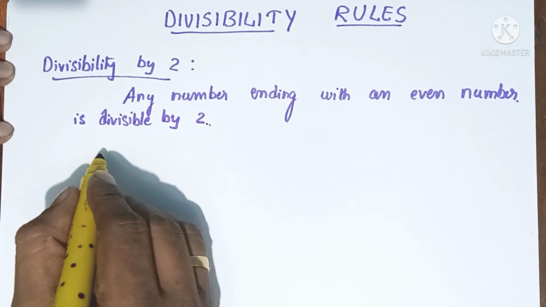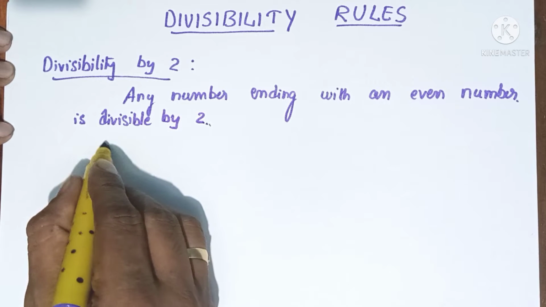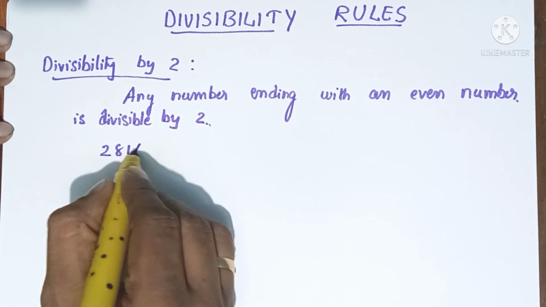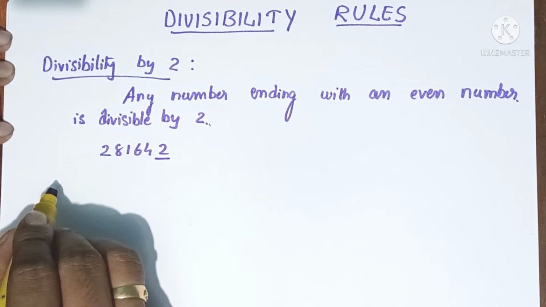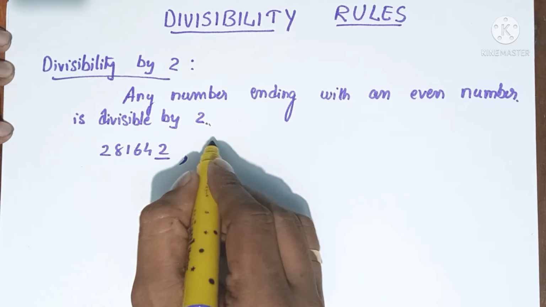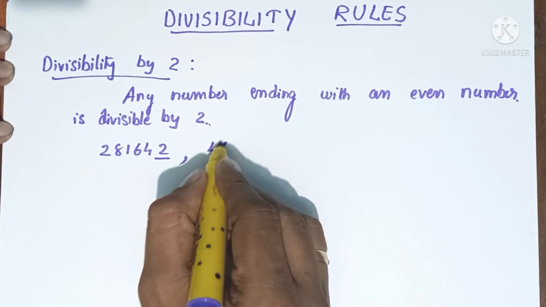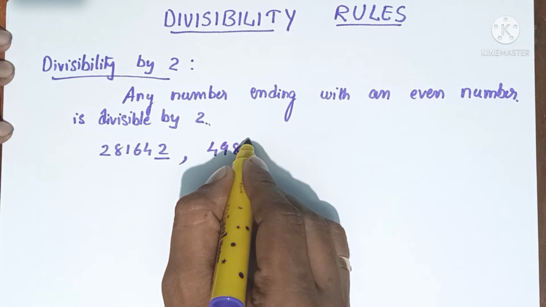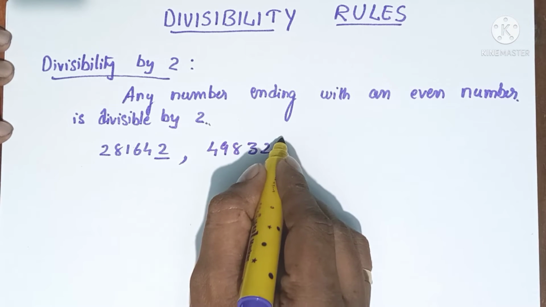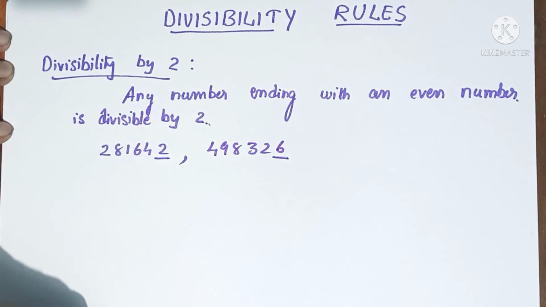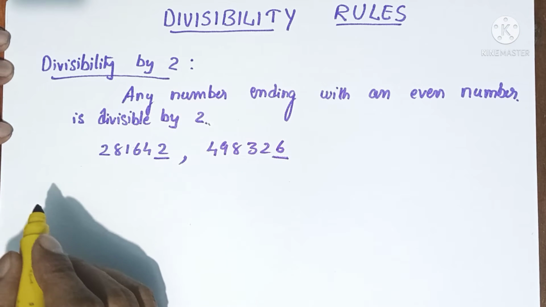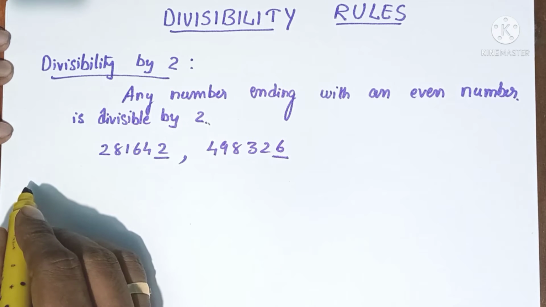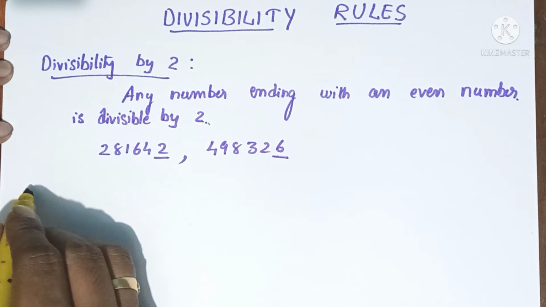We can see some examples. 281642. So this is ending with an even number, so this is divisible by 2. 498326. This is ending with an even number, so this is divisible by 2. Okay. So next we will see divisibility by 3.